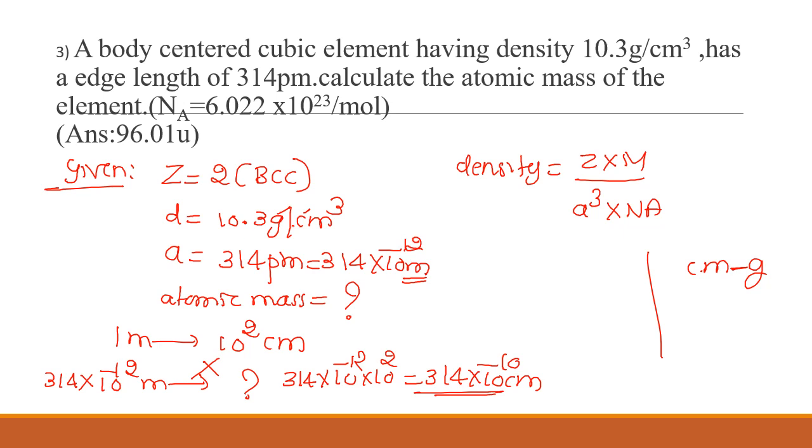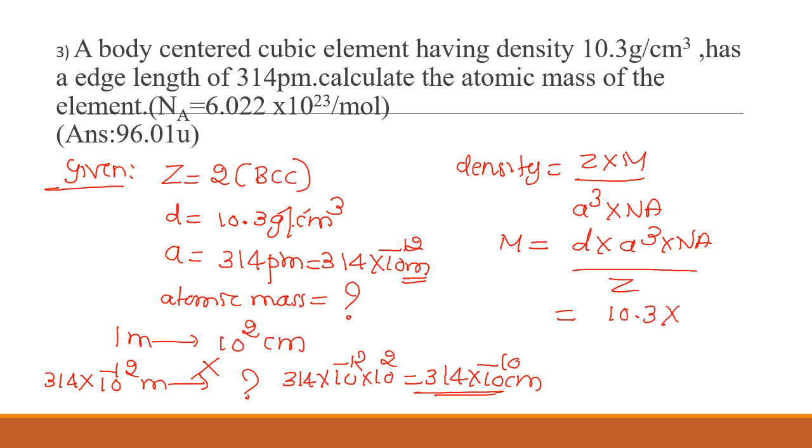Here, isn't it? In the formula, we need capital letter M, because all other terms, values are already given. So let us calculate M is equal to d into a cube into Na divided by z. So density 10.3, edge length A 314 into 10 to the power minus 10 its cube, and here what you have to write, Avogadro's value 6.023 into 10 to the power 23 divided by 2. So find out the answer.